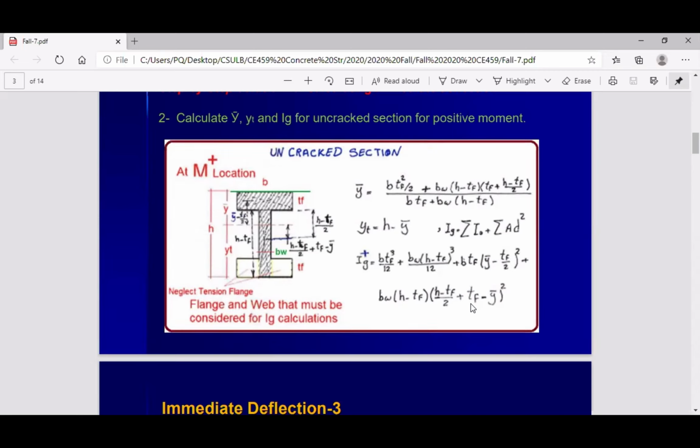What's the difference between y bar and YT? Look at this. Y bar is the distance from the neutral axis to the compression side. YT is the distance from the neutral axis to the tension part. That's the difference. Those are just distances from the neutral axis. Did I give you the answer? Yes, thank you. Any other question?